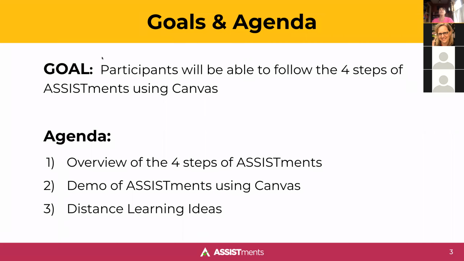So the goal of today is that all participants that are with us will be able to follow what we call the 4 steps of ASSISTments using the Canvas LMS. So an overview of today, we're going to talk about an overview of ASSISTments and what the 4 steps are. As I'm going through that, I am going to give you a demo of ASSISTments using Canvas so you can actually see what that looks like. And then we'll round out today talking about some distance learning ideas. Just to get ahead of myself, the 4th step is sharing out with students. So since we're not in the classroom right now with students, this is going to be an important step.